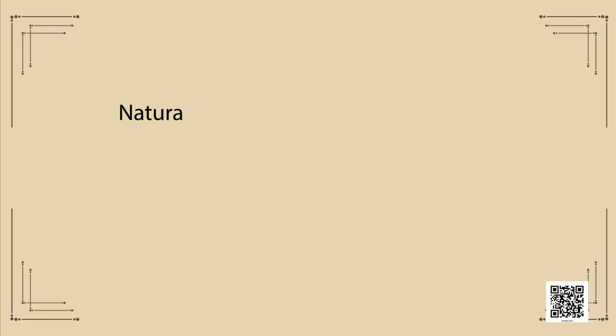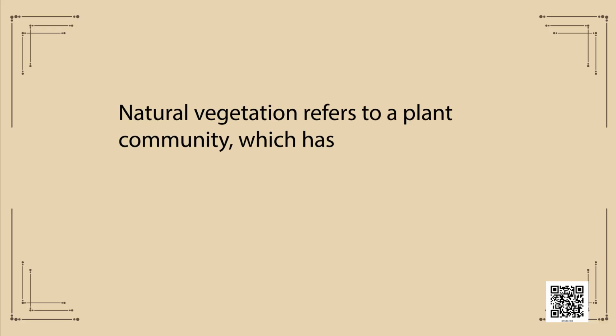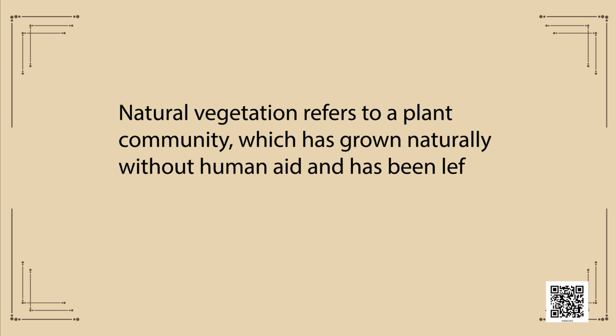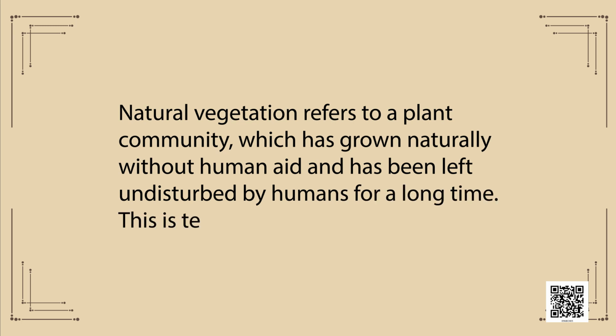Let's first understand what natural vegetation is. Natural vegetation refers to a plant community which has grown naturally without human aid and has been left undisturbed by humans for a long time. This is termed as a virgin vegetation. Thus, cultivated crops and fruits, orchards form part of vegetation but not natural vegetation.